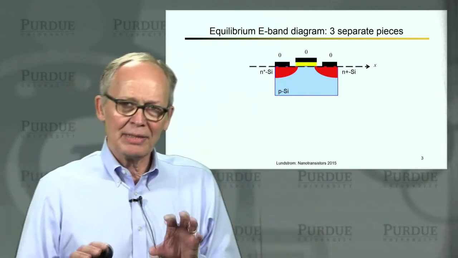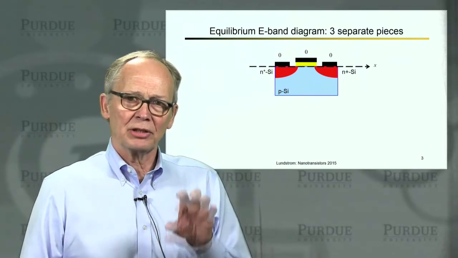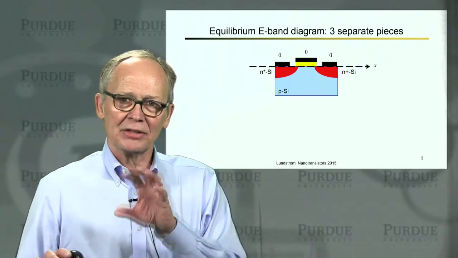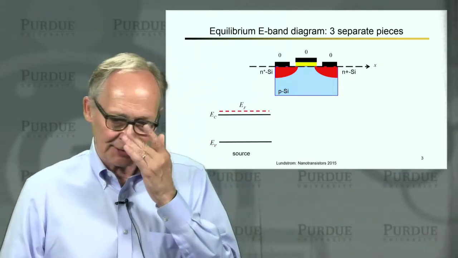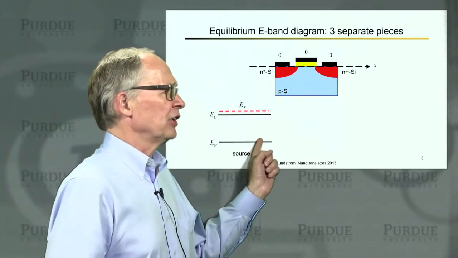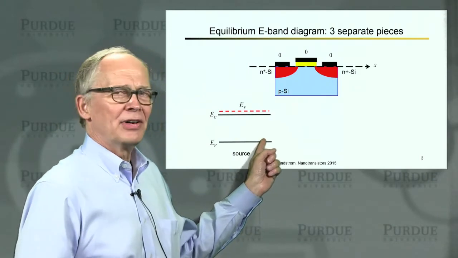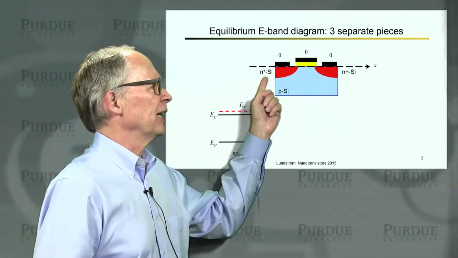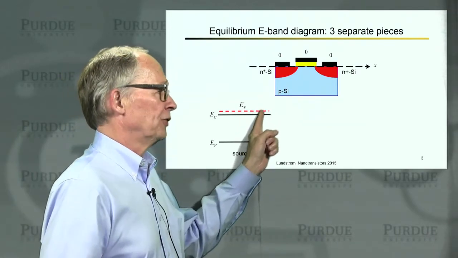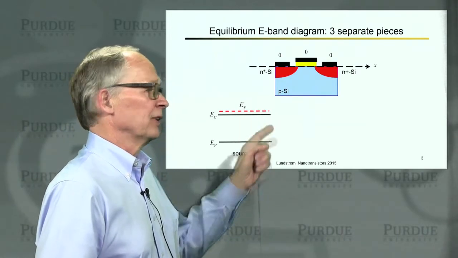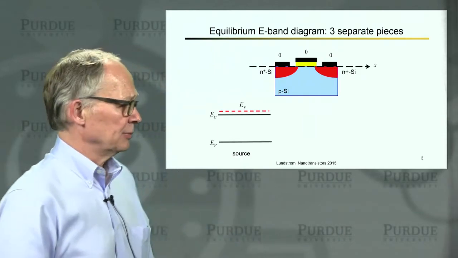So first of all, let me think about having three separate regions: a source, a drain, and a channel. And they're not connected. They're just three separate semiconductors because that's easier. So the source is N-type. The source is usually very heavily doped N-type. That's what this N plus means. It means it's doped heavily. There are lots of electrons there. So the Fermi level may well be above the bottom of the conduction band, up inside the conduction band.